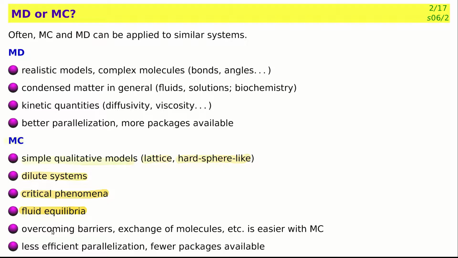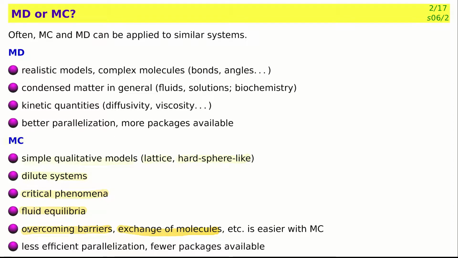Also, in many simulations we need to overcome barriers. Something has very slow kinetics and we can do tricks to overcome these barriers. For example, to exchange molecules. In molecular dynamics we cannot easily exchange molecules. Such an exchange is accompanied by a change of energy, so we need a Metropolis-like algorithm for it.